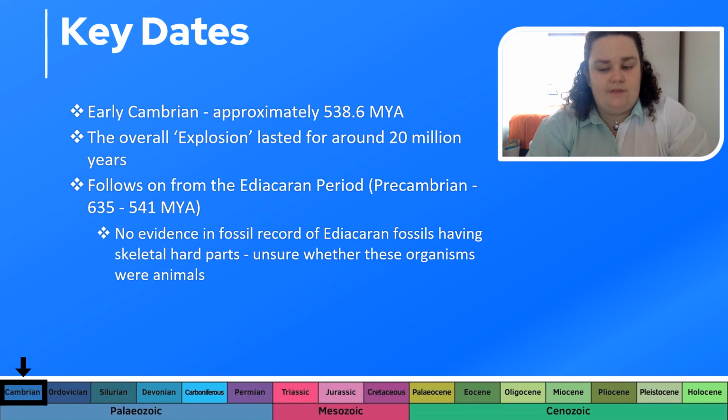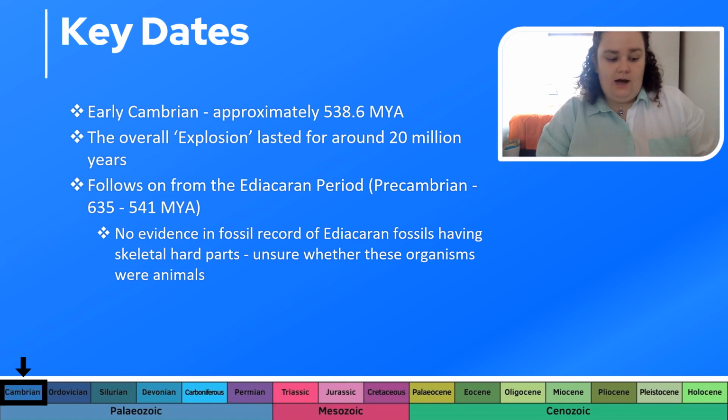However, the date of the Cambrian and Ediacaran boundary keeps getting moved around. However, most agree that it was roughly 538.6 million years ago. So there is no evidence in the fossil record of Ediacaran animals having skeletal hard parts, and it's kind of unclear whether these organisms were in fact animals.